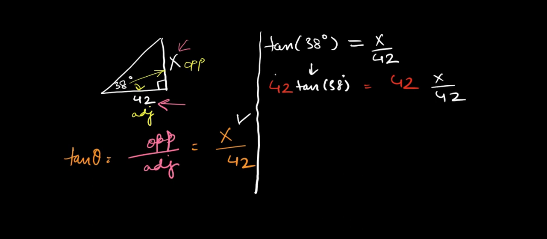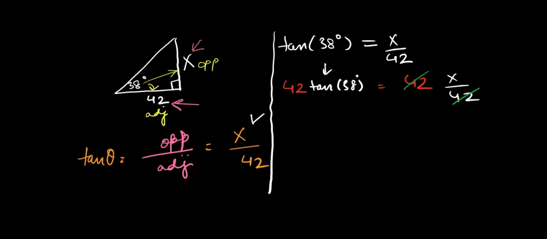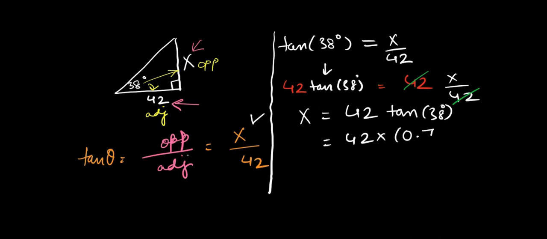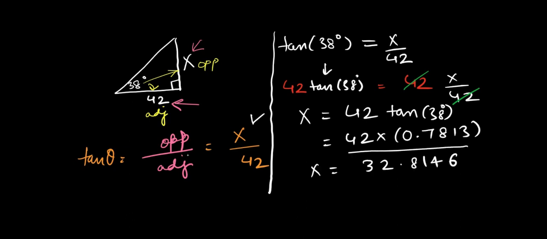Now this 42 will be cancelled. So now we have x is equal to 42 tan 38 degrees. So this will be 42 times the value of tan 38 degrees, which is 0.7813. Let's multiply both of these. We'll get x equal to 32.8146. So this is our final result. So we have found the value of x.